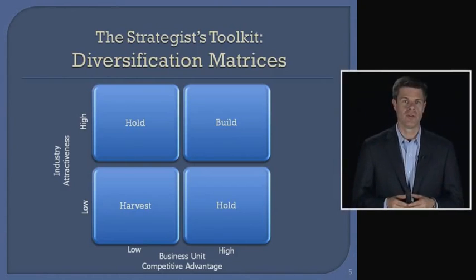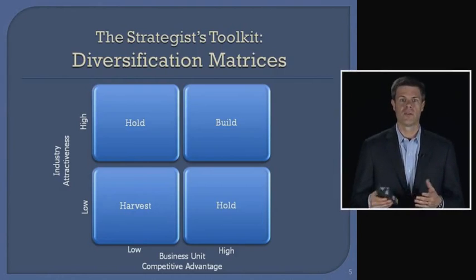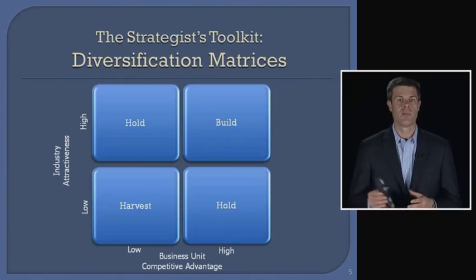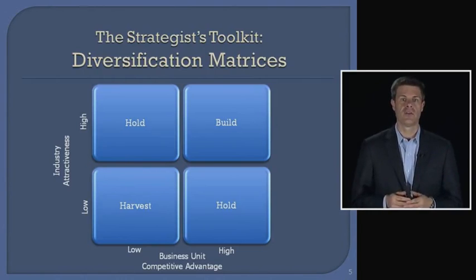Now, the recommendations that are made, if we're in a low-low situation, low industry attractiveness, low business unit competitive advantage, you want to get out of this business. This is what they call harvest this business, perhaps sell it off. If you're in the high-high, well, this is an attractive place to be. High competitive advantage, high industry attractiveness. You want to build, you want to invest in this industry. And then if we're on the off diagonals, these are kind of hold environments. Maybe wait and see if the industry can improve or you can improve your own position here to move it up into the build category.